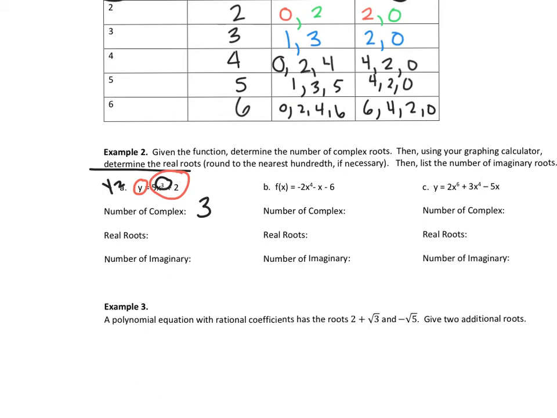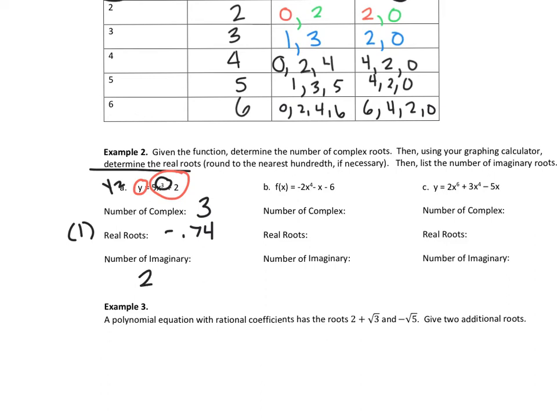So this real root is negative 0.73 or 0.74. And it crosses 1 time. That means that there's 1 real. So if there's 3 complex solutions, 1 is real, this means that 2 have to be imaginary.